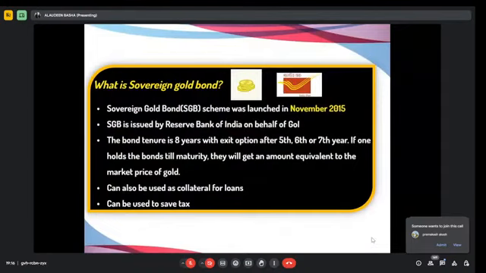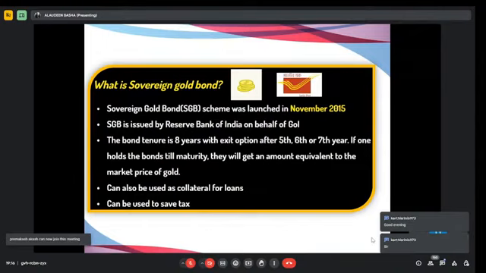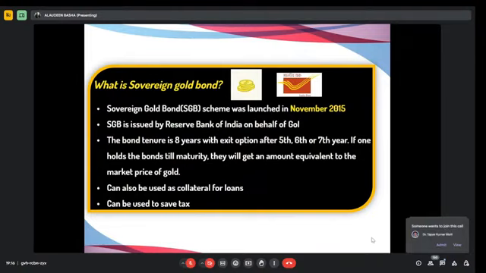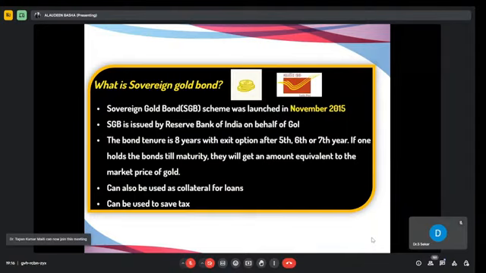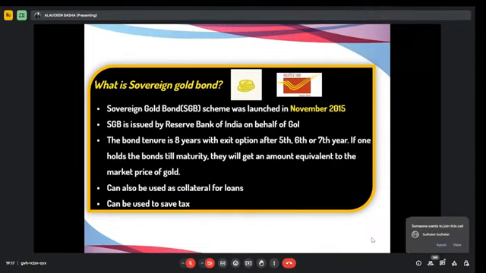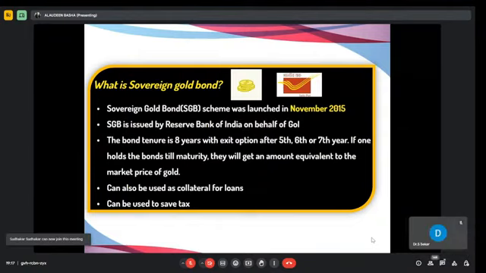What is meant by sovereign gold? Sovereign gold, shortly called SGB, was launched in November 2015 under the control of the central government through the RBI, Reserve Bank of India. It is issued only by the RBI, not by any private sector, so there is no security issue. The bond's tenure may be 5, 6, 7, or 8 years. We'll explain later. For now, we are going to invest in gold through SGB.